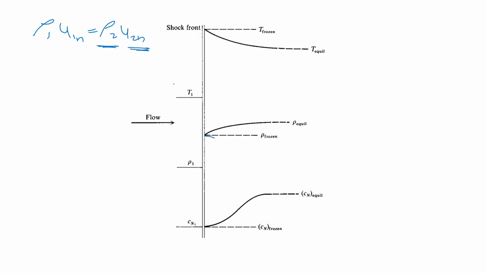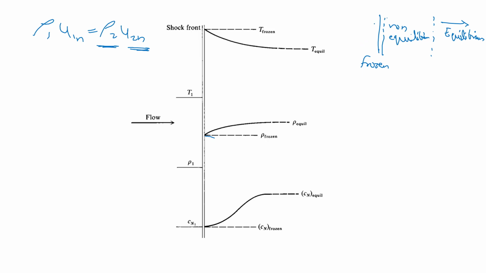Now this plot we have already seen before in the discussion session. Generally behind the shock there is a very thin region, first, where the flow is frozen, then a small region where the flow is non-equilibrium, then the region which is in equilibrium. So initially across the shock, for a very small region, the flow will be frozen, so temperature will be equal to the frozen temperature.